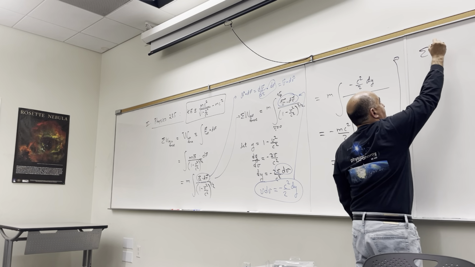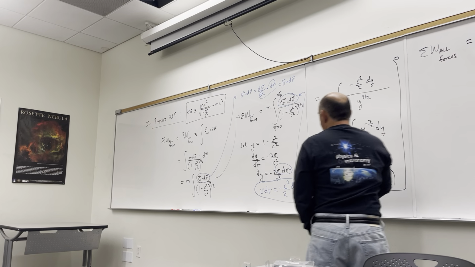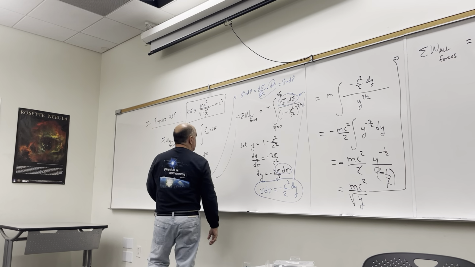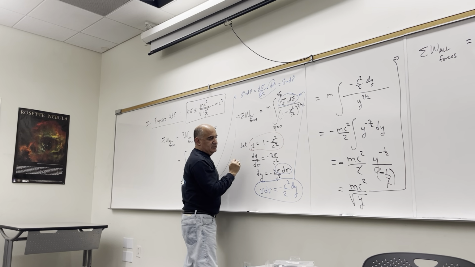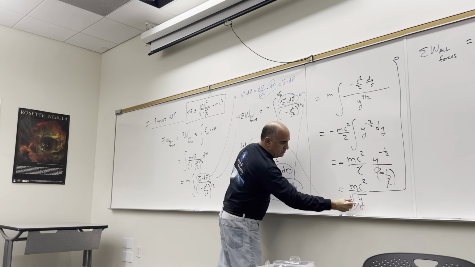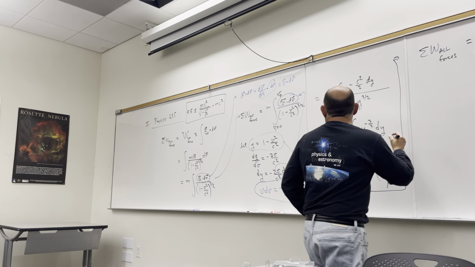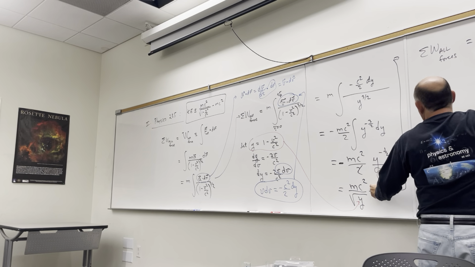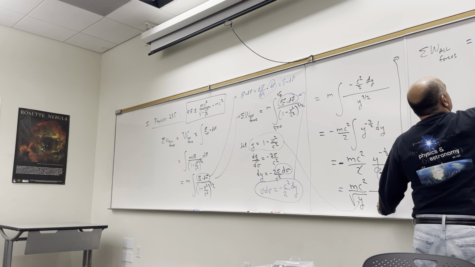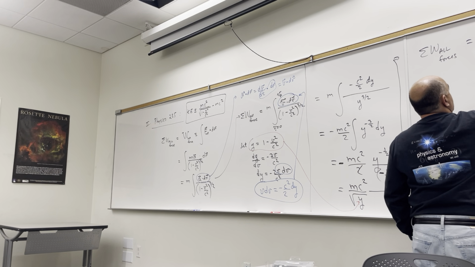So I still have work done by all the forces on the left-hand side equals, and now I'm going to go back to what I had substituted in, right? I said that y was this, right? So I'm going to take that. Now I'm going to substitute it back. So I get mc squared over the square root of 1 minus v squared over c squared.